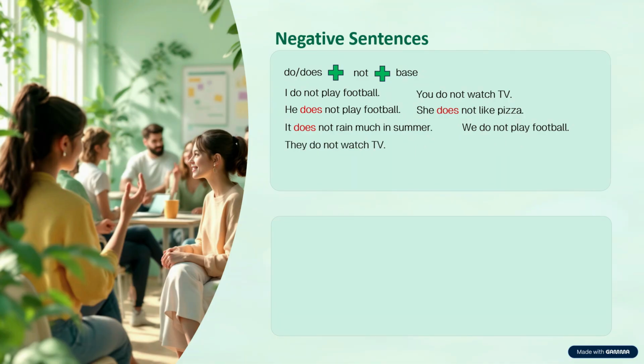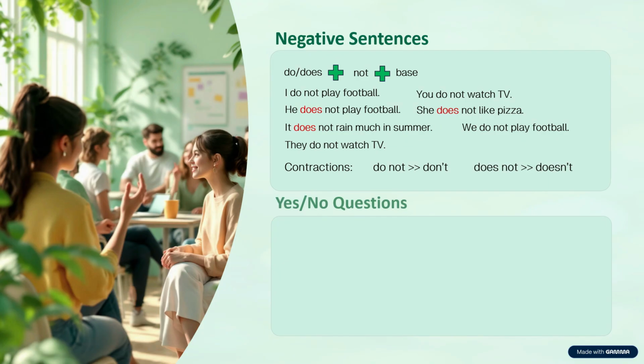As the examples show, we use does with he, she, and it, which are the third person singular pronouns, while we use do with I, you, we, and they. Notice that we can also use contractions in negative sentences. Do not becomes don't, and does not becomes doesn't.